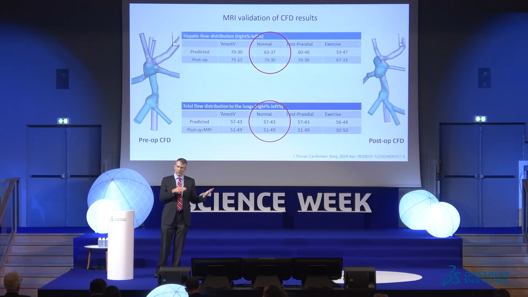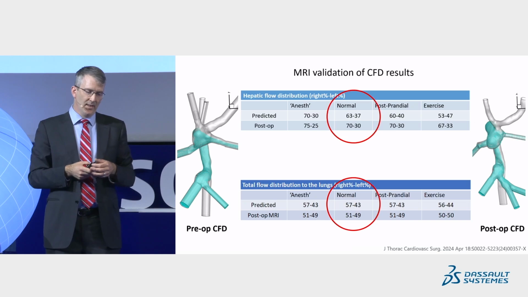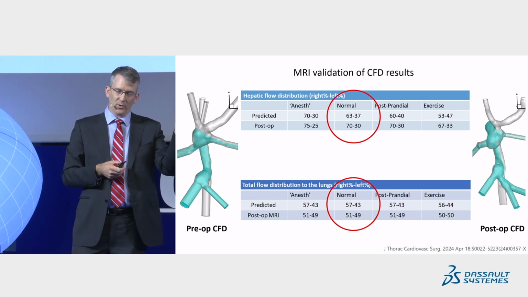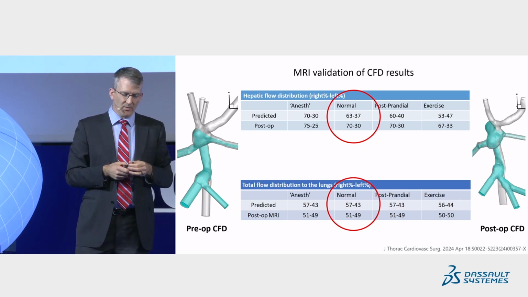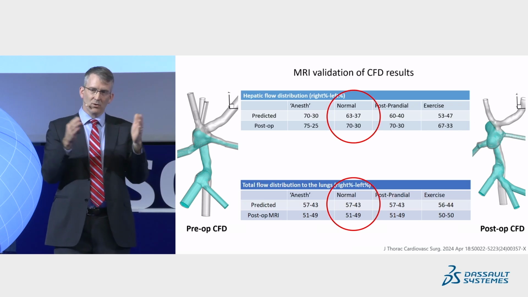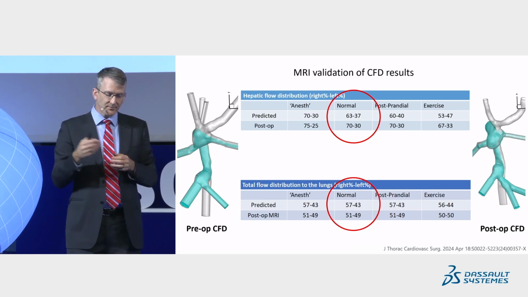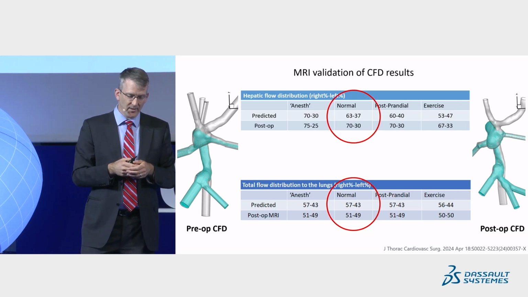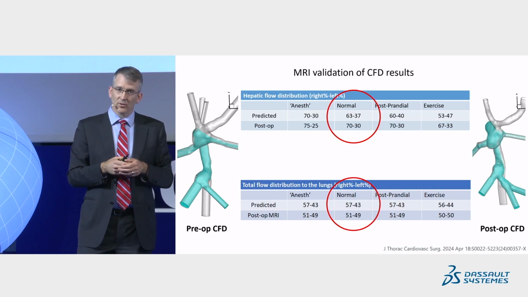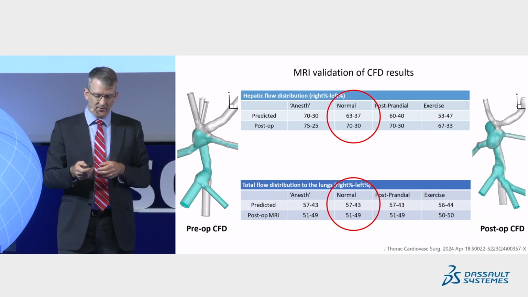And this child underwent that operation, and then we did an MRI to validate the results and showed that the hepatic venous flow distribution was 70% where we had predicted 63. The total flow distribution was 51% to the right. We had predicted 57. So really nice congruence with the CFD.